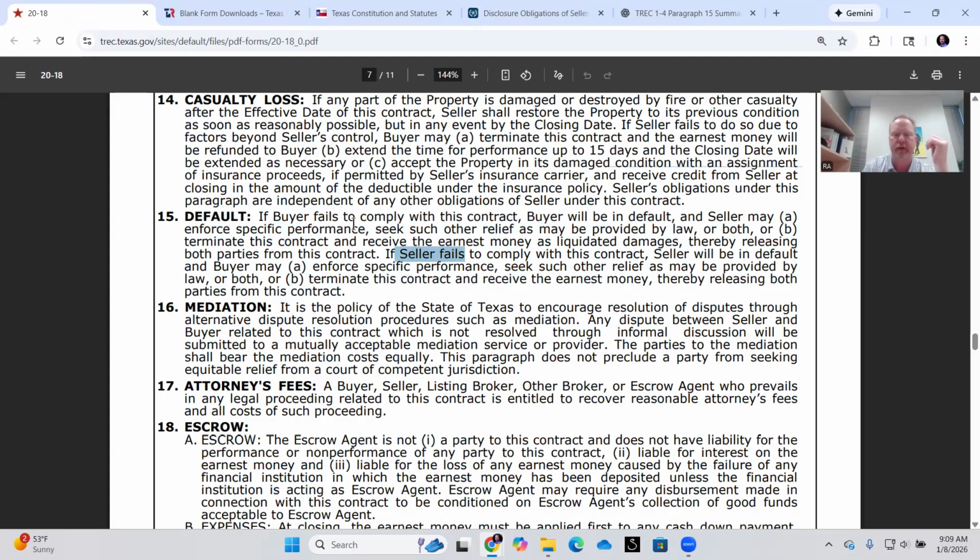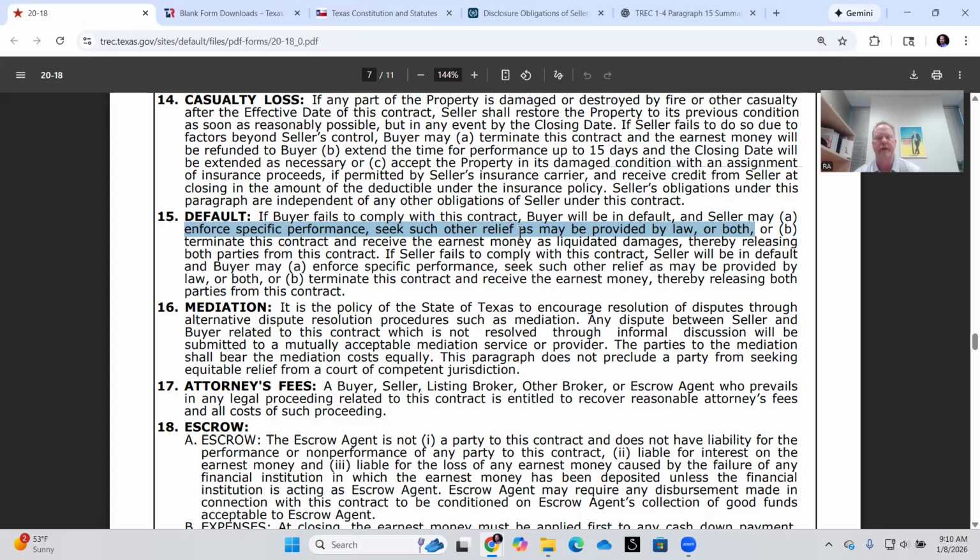There's two scenarios, one in which the buyer defaults and one in which the seller defaults, right? So if the buyer fails to comply, the buyer's in default and the seller may do things. The seller could sue for specific performance. That means sue the buyer to go through with the purchase, right? Of course, the buyer has to be able to do that, okay? But sue them to complete the purchase. They could also sue for other relief.